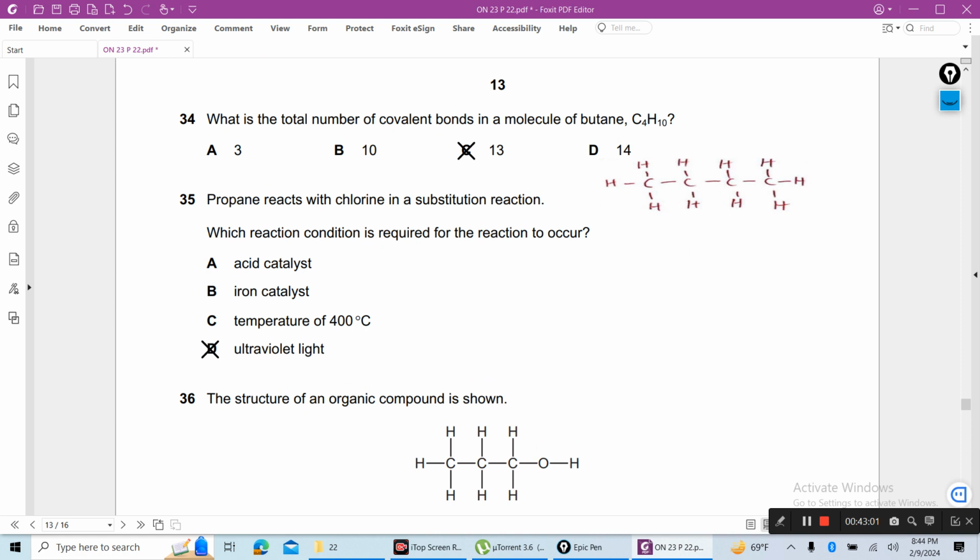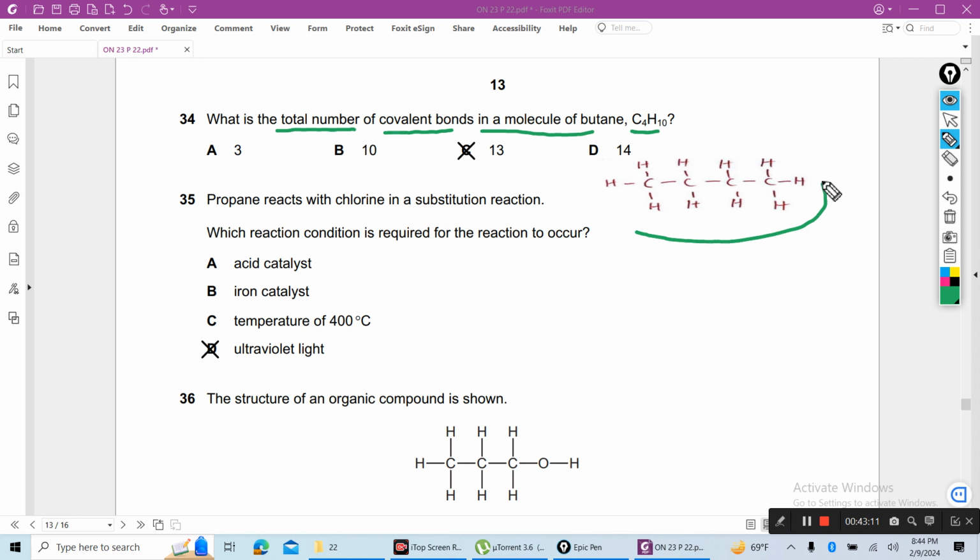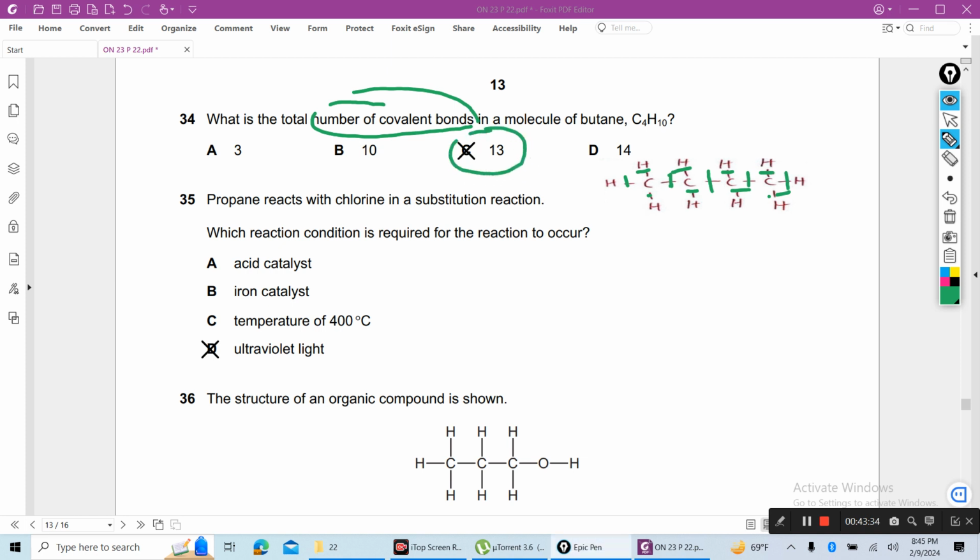Next, what is the total number of covalent bonds in a molecule of butane? You see, this is the displayed formula of butane: 4 carbon, 10 hydrogen. Now you count how many covalent bonds: 1 2 3 4 5 6 7 8 9 10 11 12 13. So the answer will be C, 13. This molecule has 13 covalent bonds.